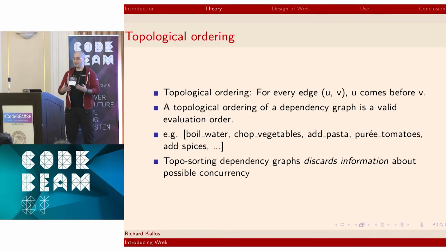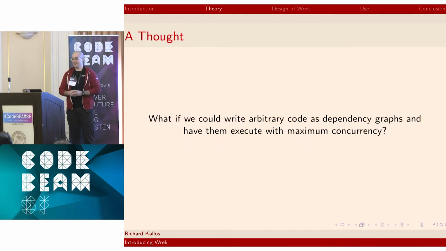So topologically sorting dependency graphs discards information about possible concurrency. And as someone who loves to optimize things, this makes me a little bit upset. And now I want to write out all of my recipes as dependency graphs as a result. So the thought was, what if we can just write arbitrary callbacks as dependencies and structure them as dependency graphs, and then send it to something that would execute them concurrently. And that was sort of the birth of Wrek.